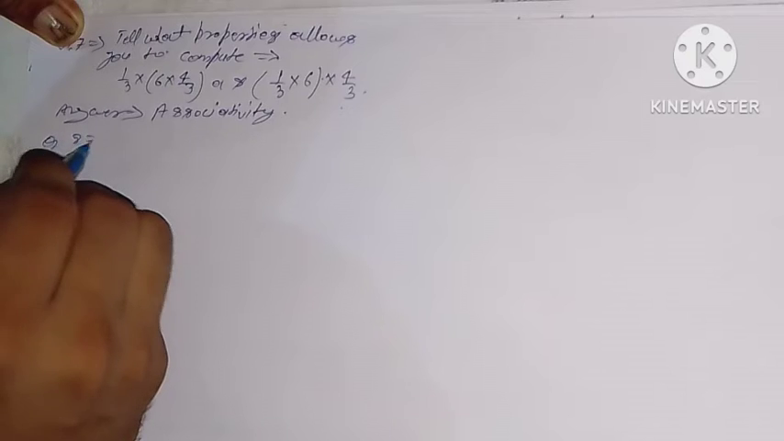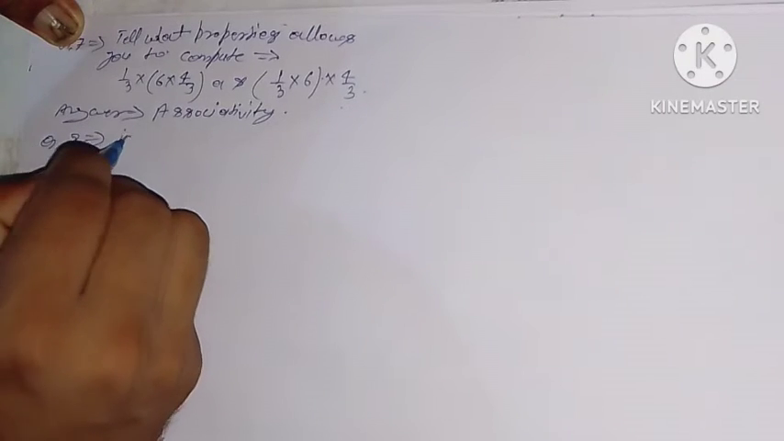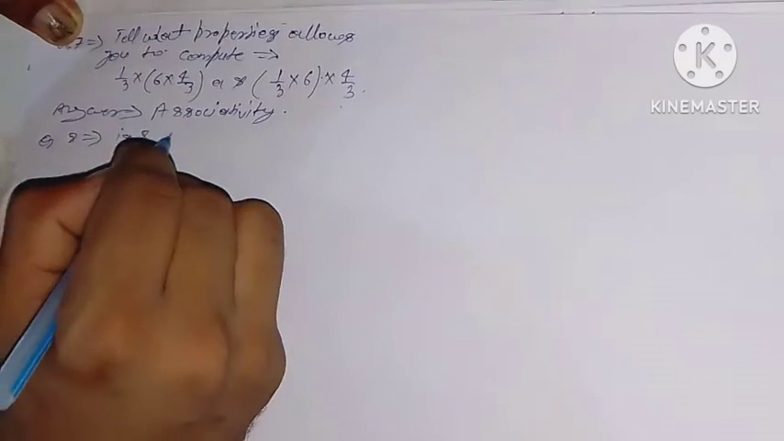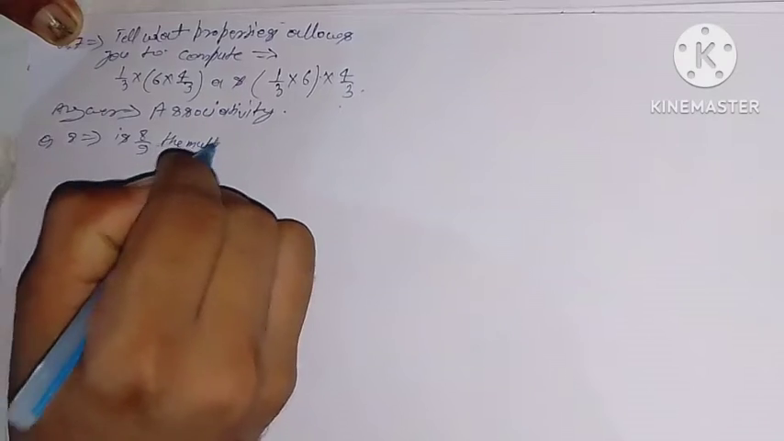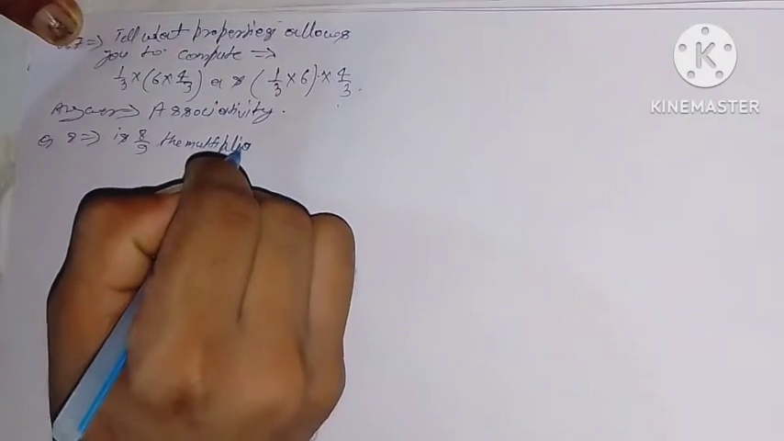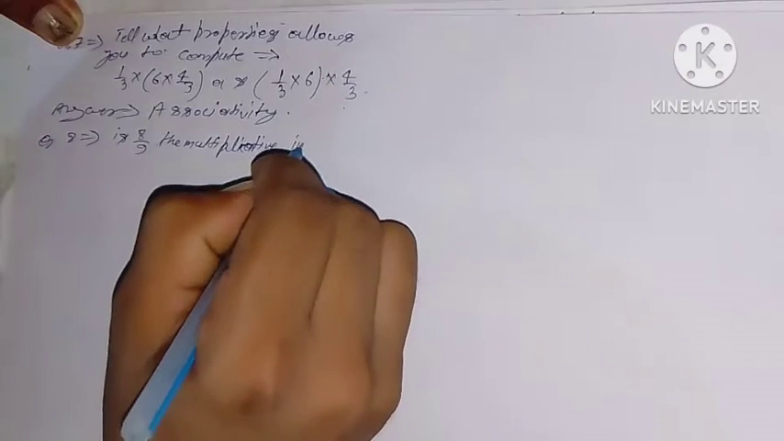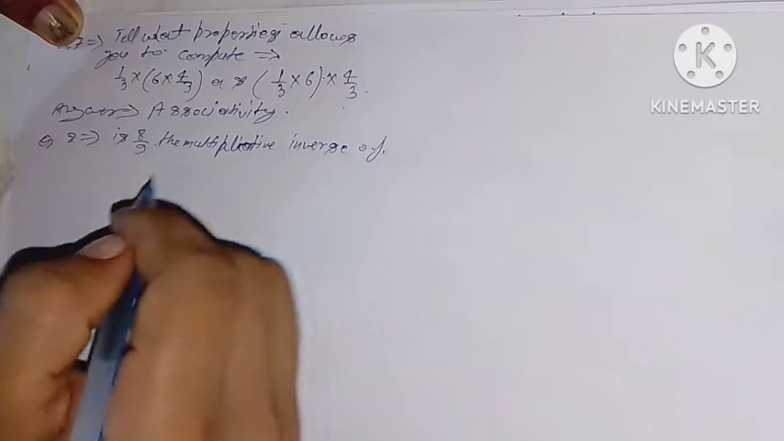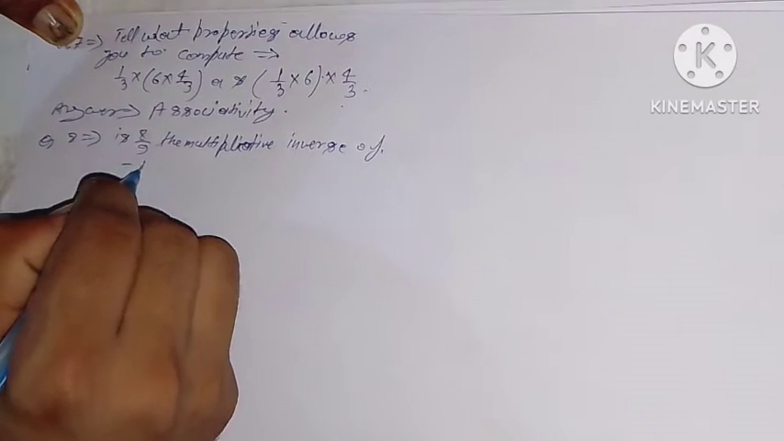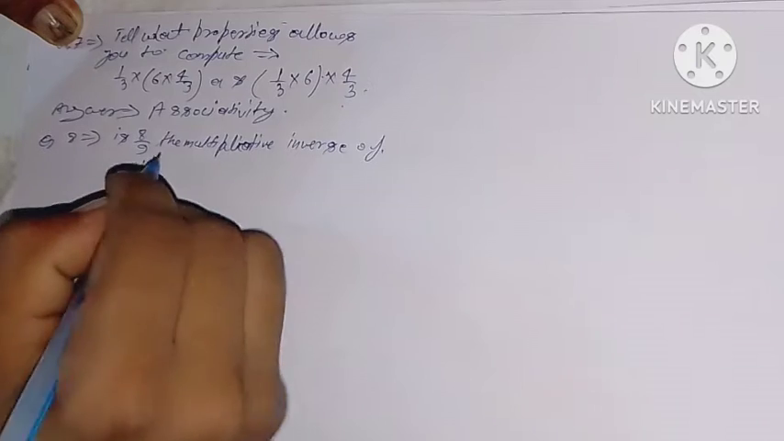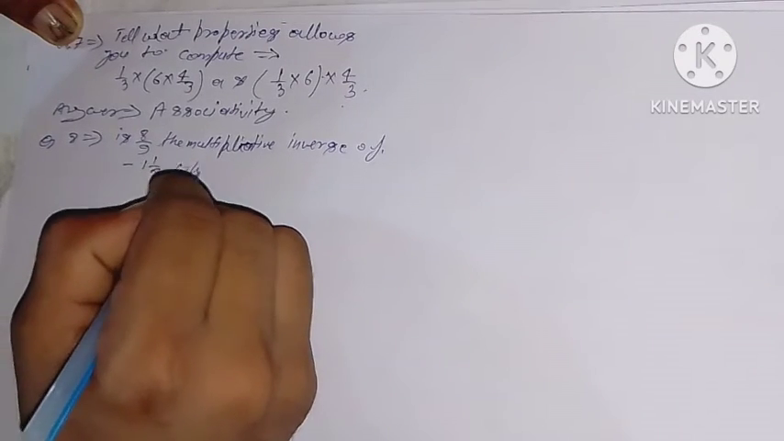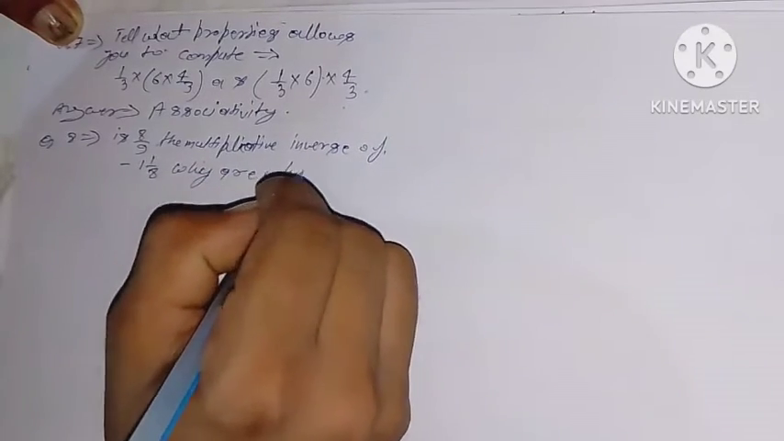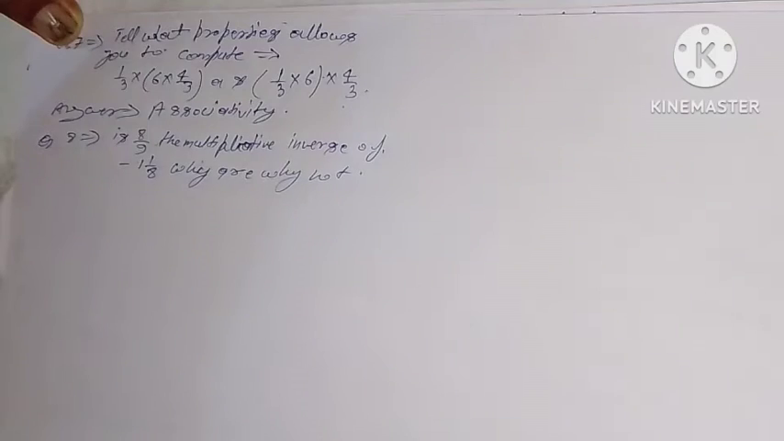Question number 8. Is 8 upon 9 the multiplicative inverse of minus 1 upon 8? Why or why not? Answer.